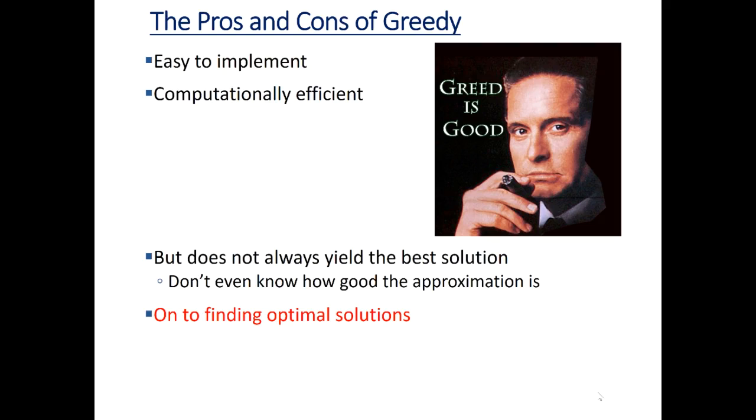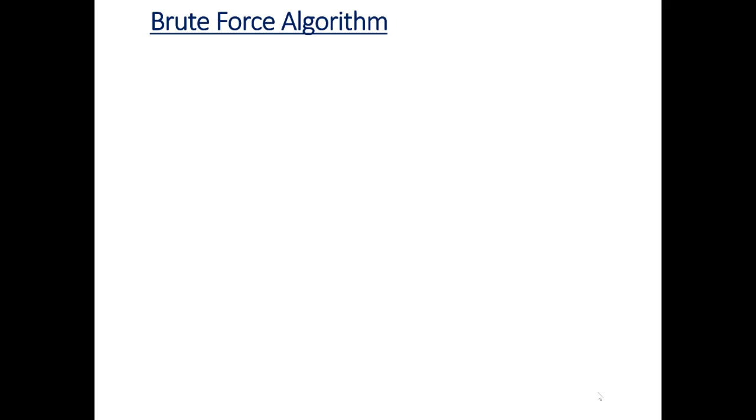We ended Lecture 1 looking at greedy solutions to the 0-1 knapsack problem. We saw that they were easy to implement, computationally efficient, but that they didn't always necessarily give the right solution, and promised that now we would look at finding optimal solutions.